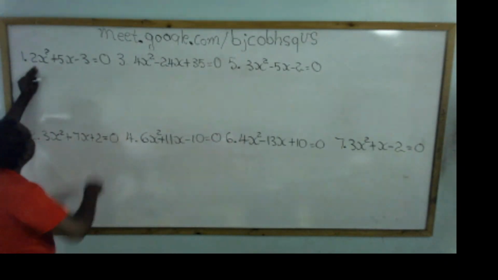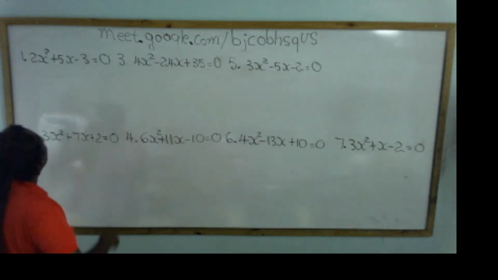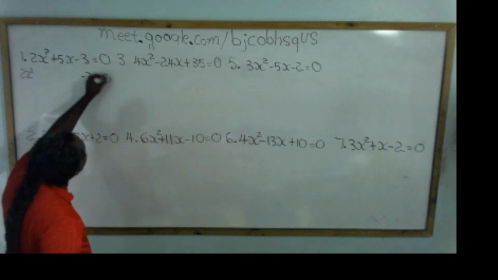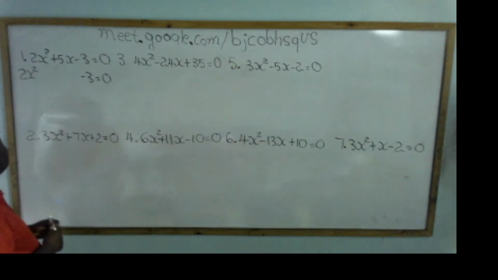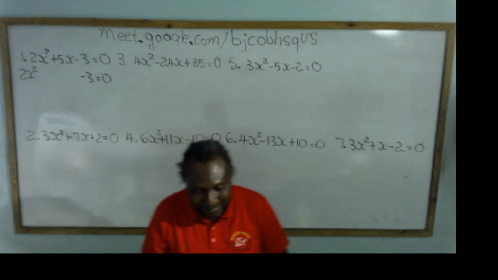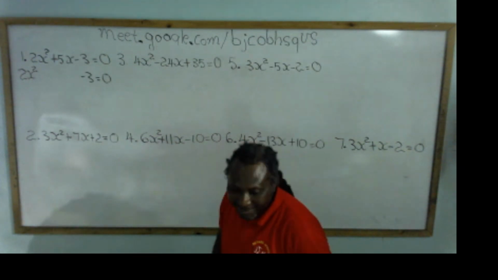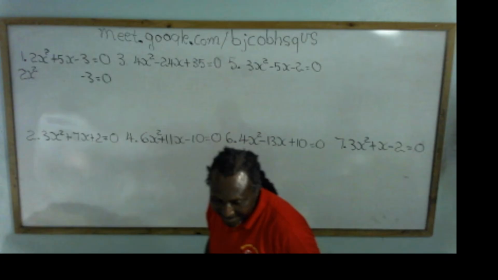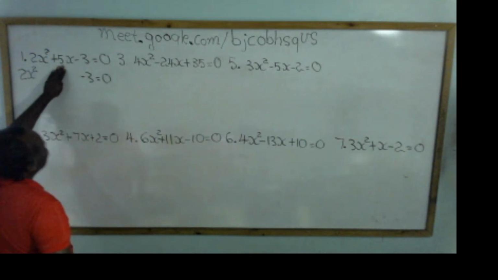But for these, the coefficient of x squared is not equal to 1. So we'll say what? 2 times negative 3. The product is negative 6 and the sum is positive 5. What are those two numbers?